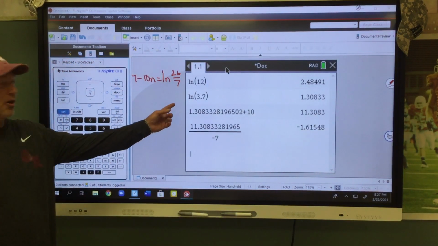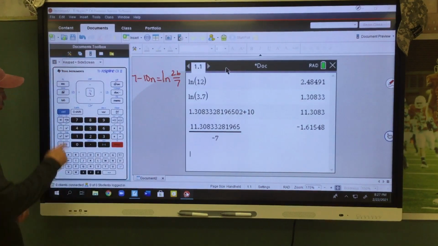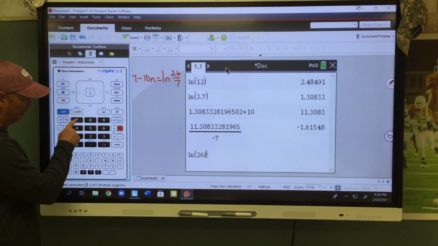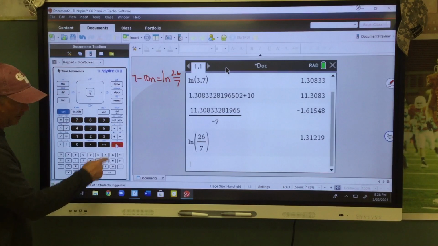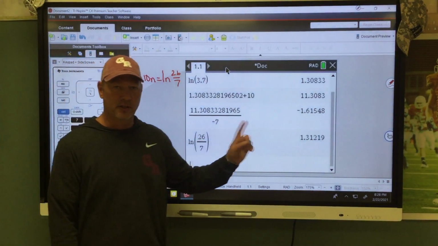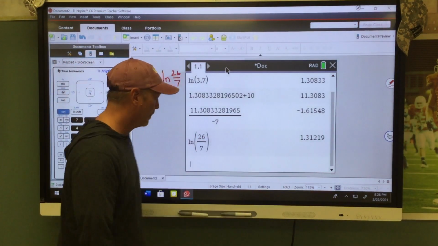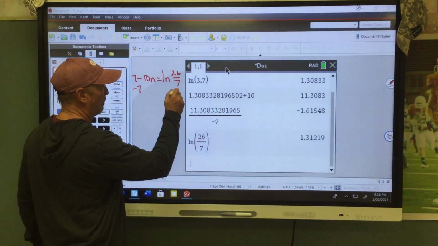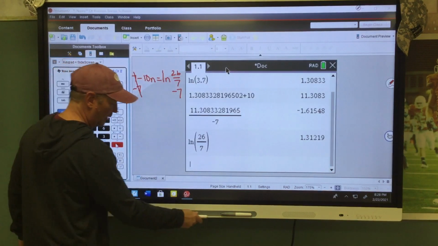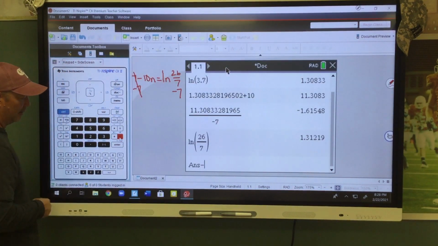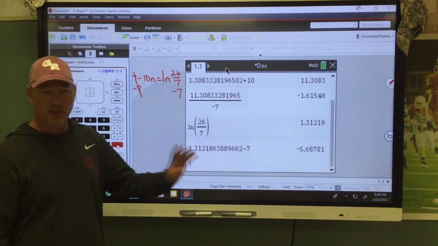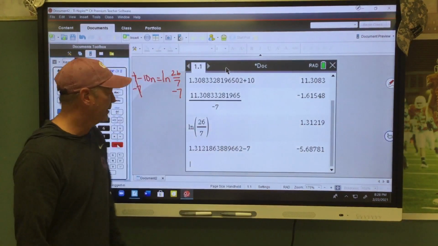So let's find the natural log of that fraction. We're going to say control, get the LN, and we're going to say 26 divided by 7. Enter. There's your starting point. There's our first, but we're not rounding yet. What we are going to do is say minus 7. Enter. We're still not going to round. We're going to wait. Okay?